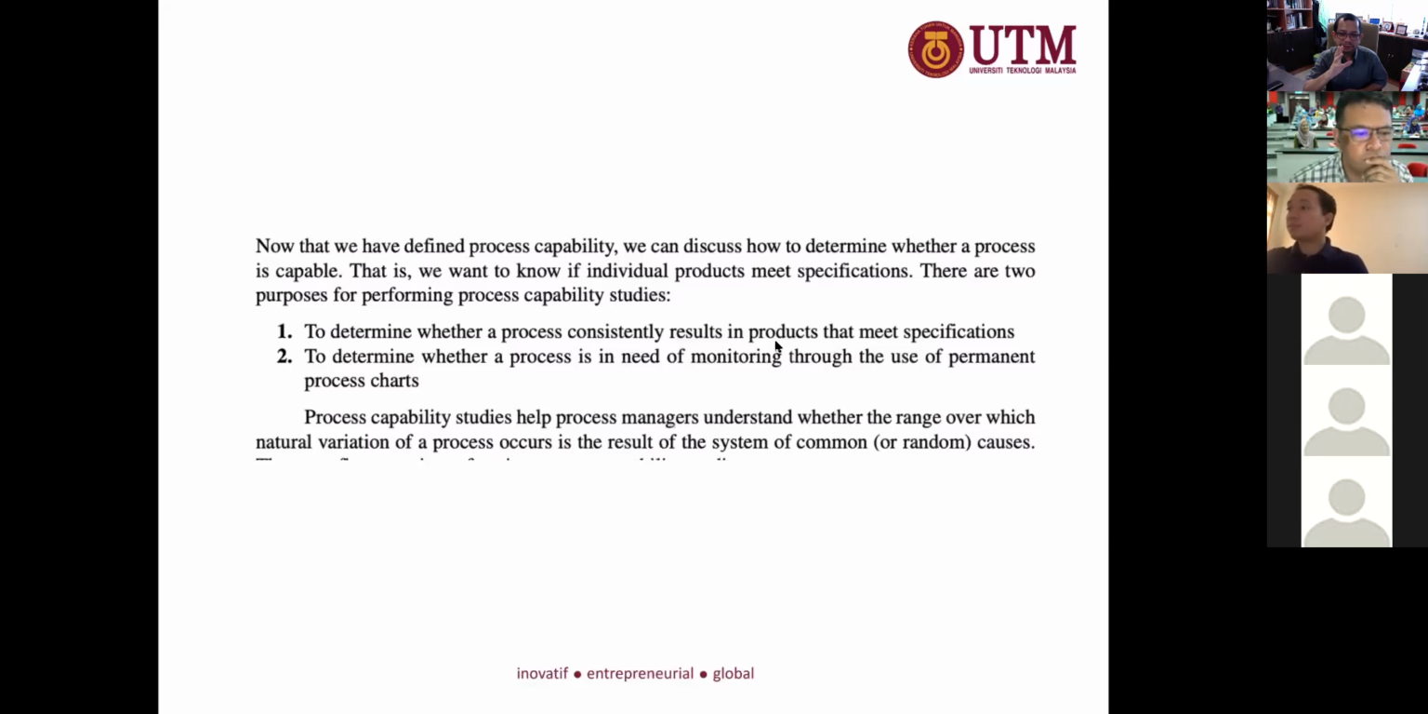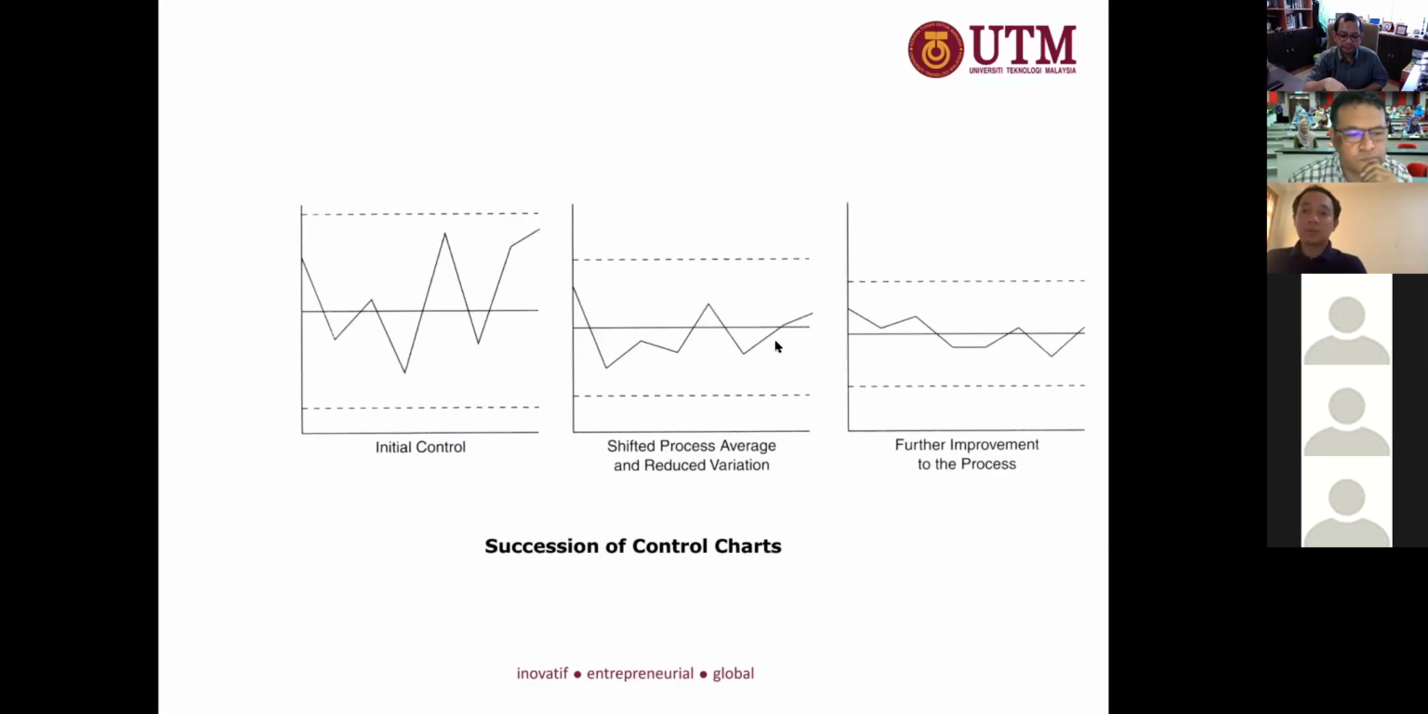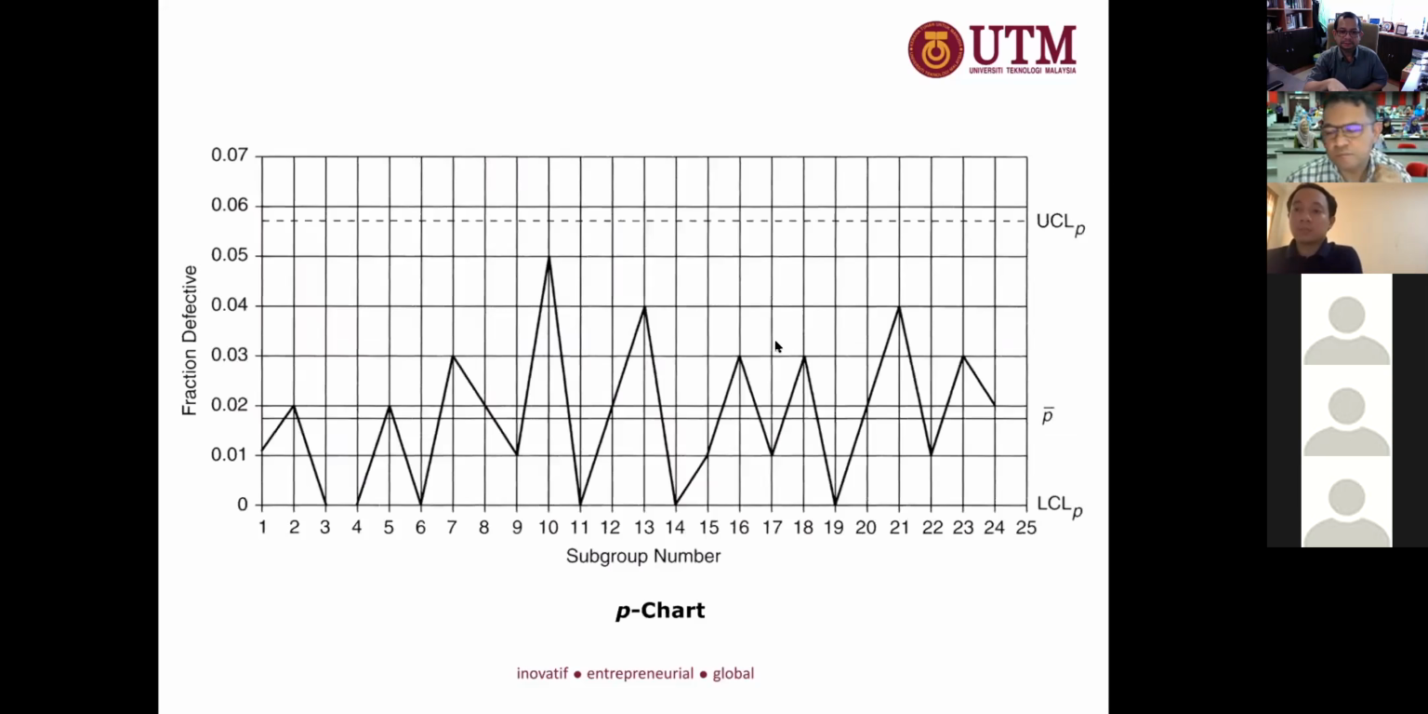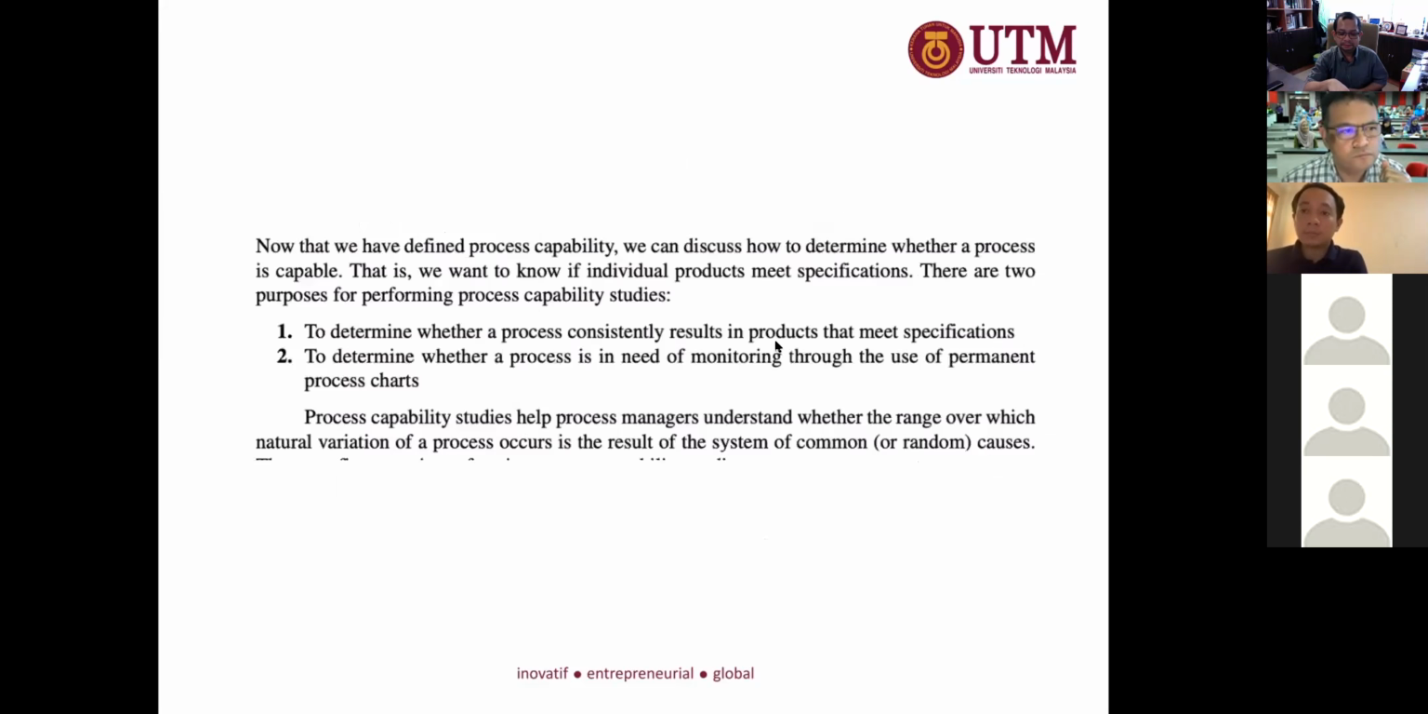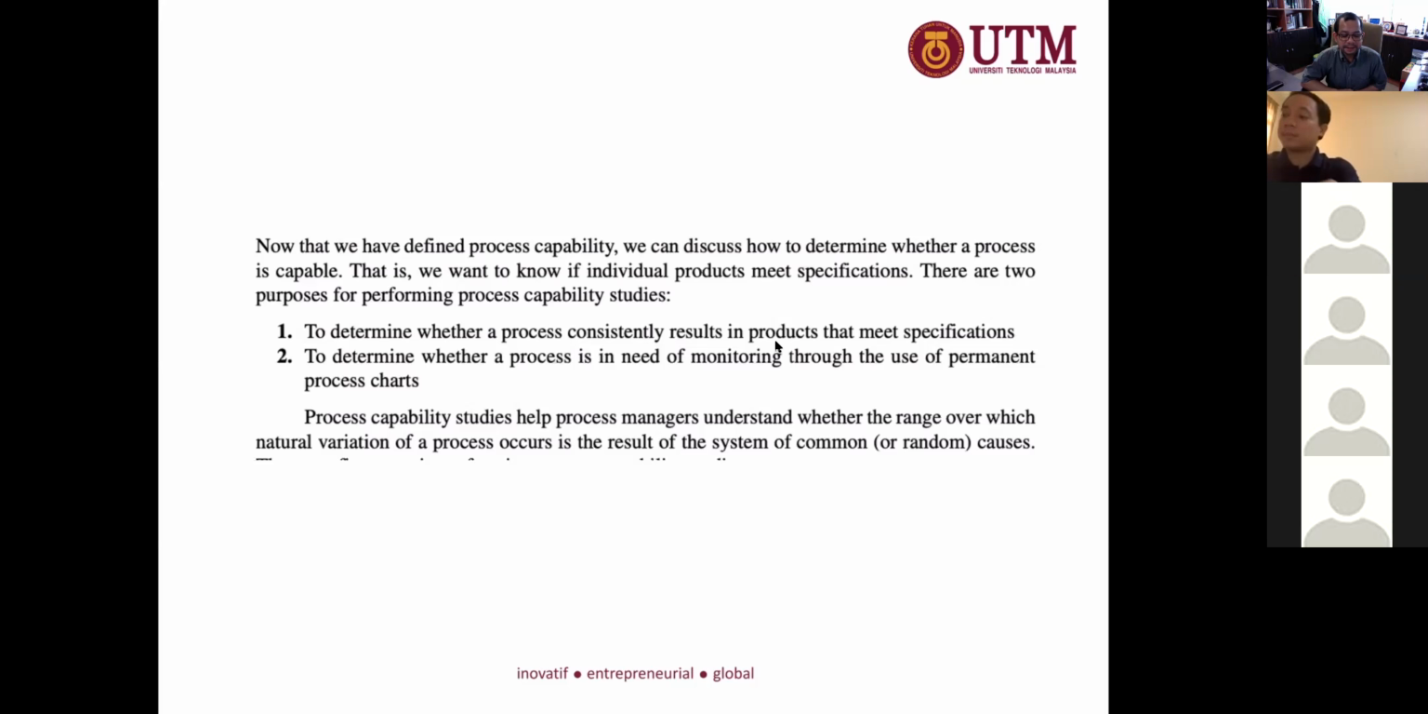Okay, after we finish plotting the SPC chart, then besides observing or knowing whether there is any problem, reject due to special cause happening in the processes, we want to know also the capability of our process. So SPC can help us to know whether our process is capable or not.